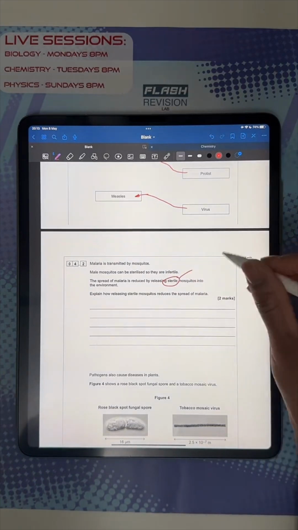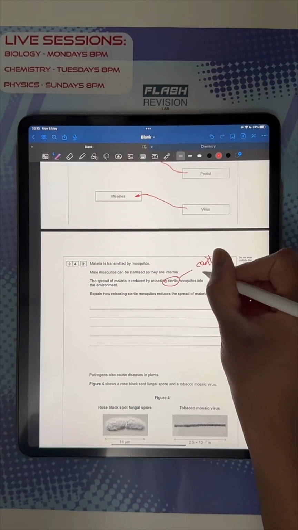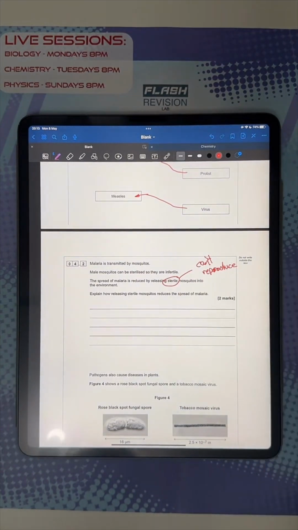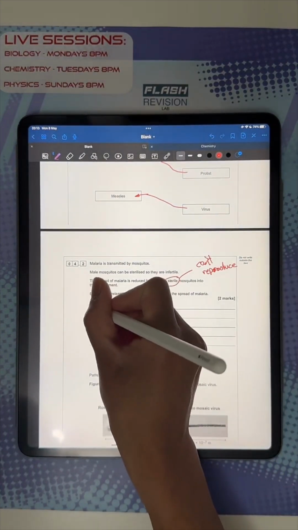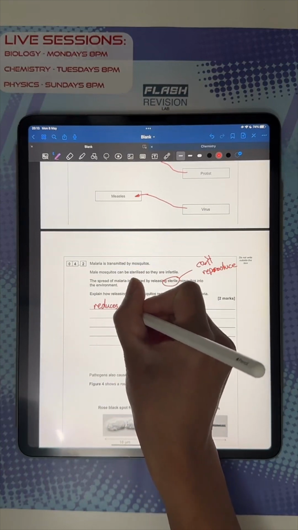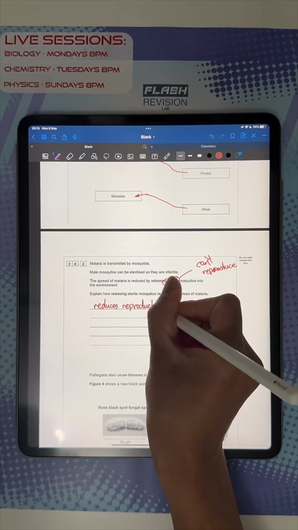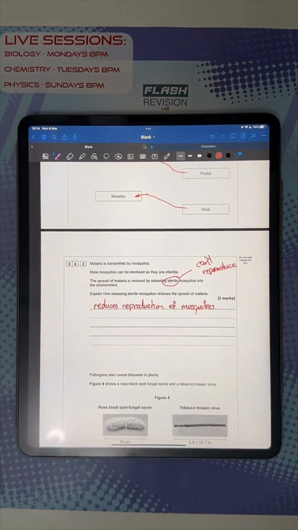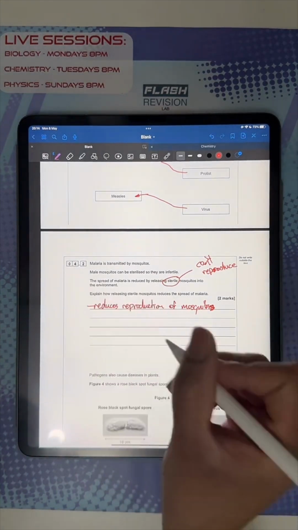If they're sterile, it means they can't reproduce. So why does the fact that they can't reproduce reduce the spread of malaria? We have 2 marks, so 2 points. One mark is to literally say it reduces reproduction of mosquitoes. And what's the second mark for? There'll be fewer mosquitoes to pass on the protist.